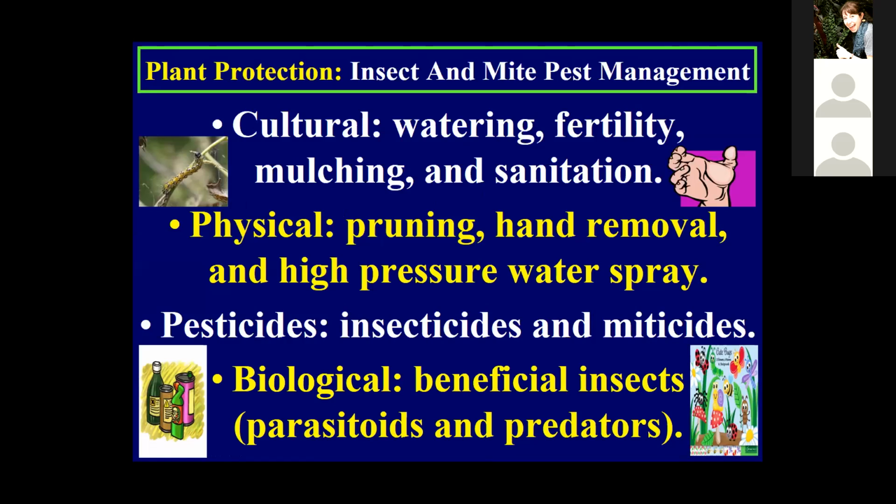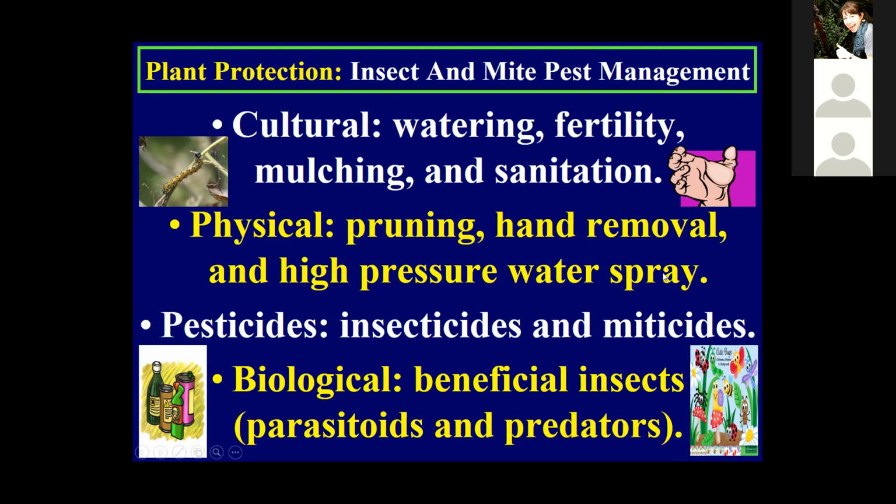So let's talk about some plant protection strategies. That is insect and mite pest management. There are 4 basic types. There's cultural, that is providing water, fertility, mulching, and sanitation, that is cleaning up debris, because many of the insect and mite pests out there, not just those that attack trees and shrubs, but also vegetable gardens, they overwinter in debris. And so raking it up, shredding it, or disposing of it is one way to minimize any overwintering sites for the wintertime. Physical, pruning, hand removal, and one of my favorites is a high pressure water spray.